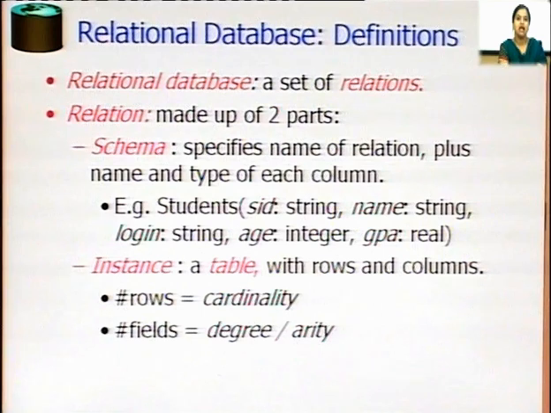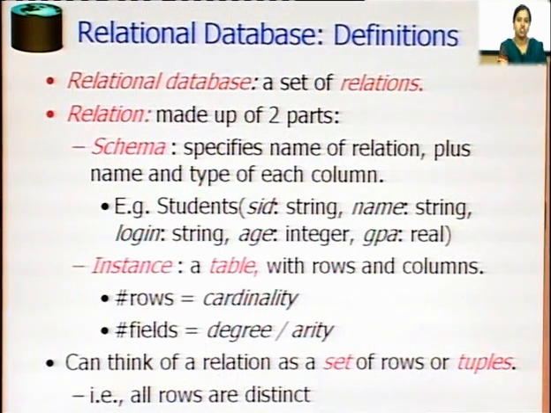So, instances at one particular time, what are the rows and what are the attributes, this is the instance of the relation. So, a relational database consists of the schema, the description of the table, and the content of the data. What are the name, roll number, GPA, age you have entered in the table, this is the instance of the table. You can think of a relation as a set of rows or tuples, that is all the rows are distinct. It means when there is no duplicacy of data, we say the data is integrated or concrete.